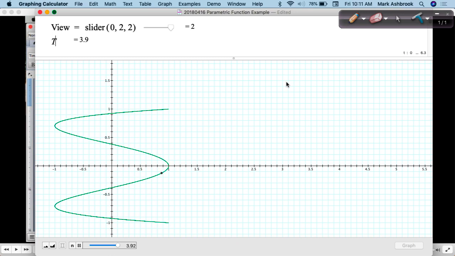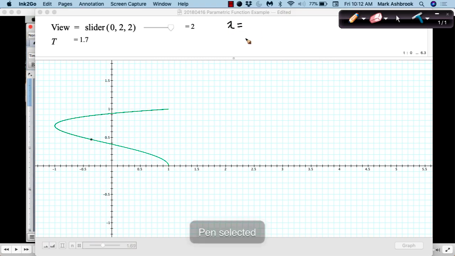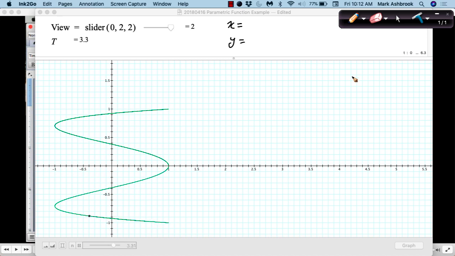Is y a function of x? No. Given a value of x, you get multiple values of y, sometimes, at least once. Okay, go. What is this parametric function? I'll slow it down a little bit.